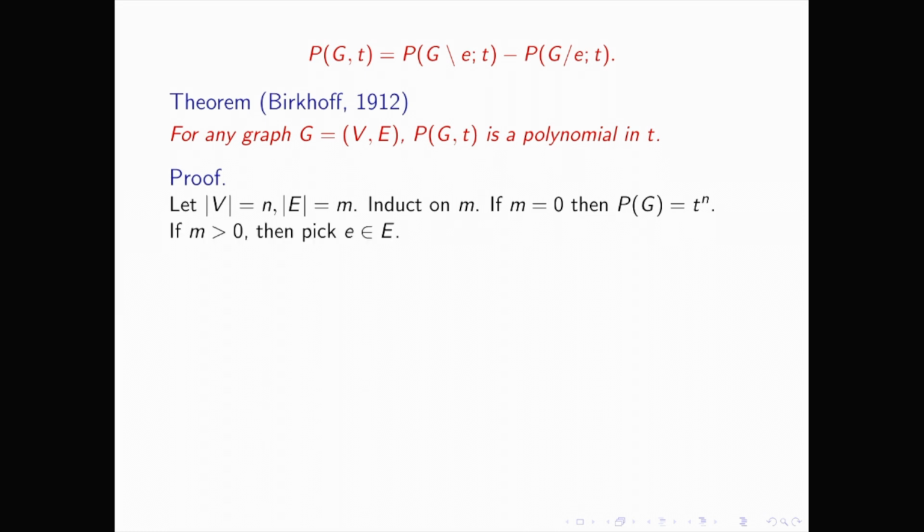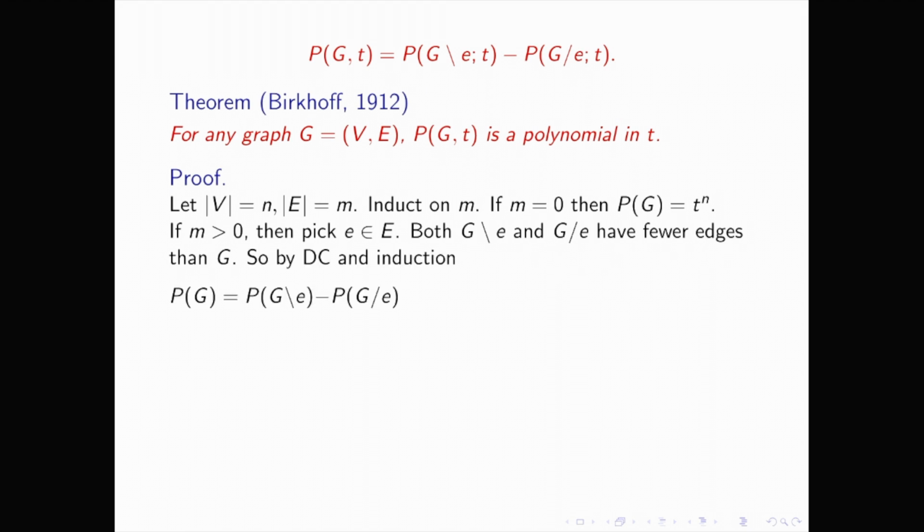Well, now let's do the induction step. Suppose m is positive. If m is positive, then there must be some edge floating around. Pick your favorite edge, it doesn't matter which one. And apply deletion contraction. Here I'm just reminding you that the deleted and contracted graphs have fewer edges. So P of G is P of G with E deleted minus P of G with E contracted. But by induction, both of these are polynomials. What happens when you take a polynomial and subtract another polynomial? You get a polynomial. Right? Polynomials are closed under subtraction. So we're done.